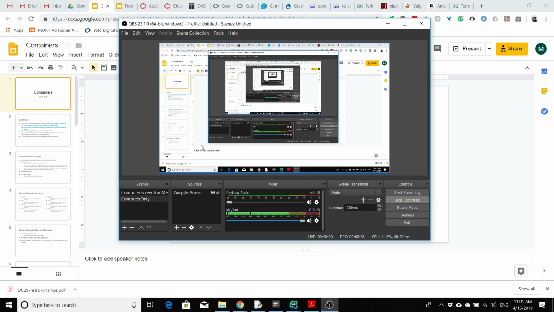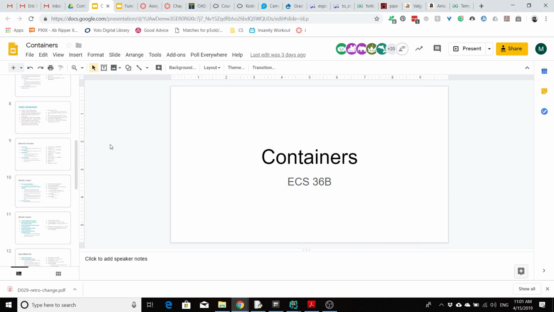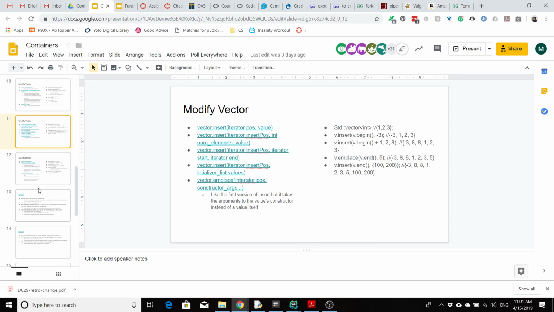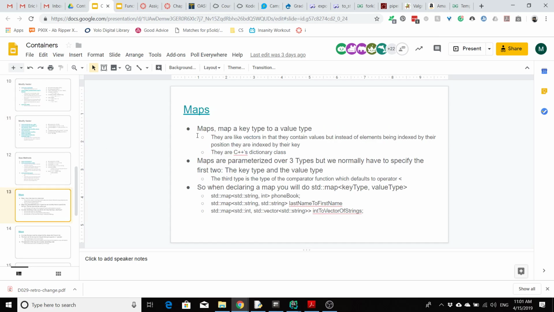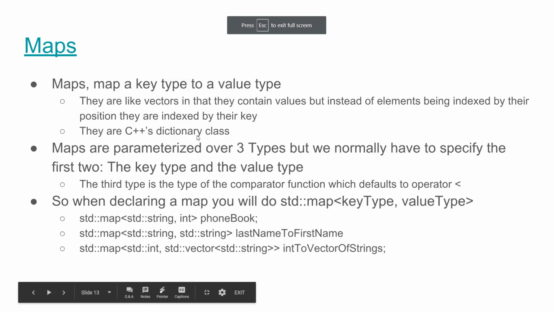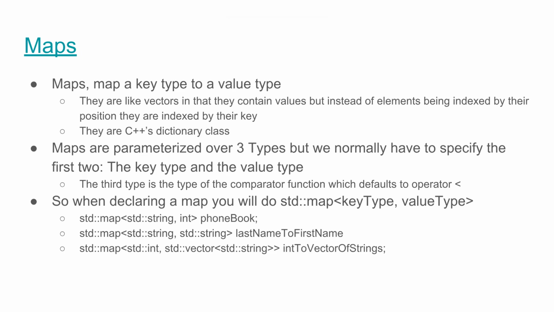Okay then, let's continue. So last time we left off talking about vectors, and today we're going to continue on and talk about maps, and then hopefully hit up the other topics that you need to be able to complete your homework assignments. Yes? Why do we use vectors?